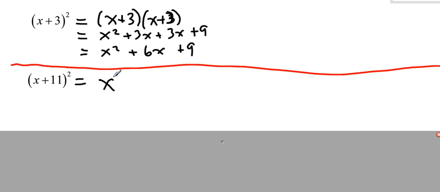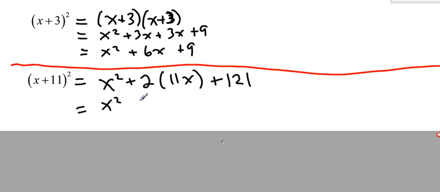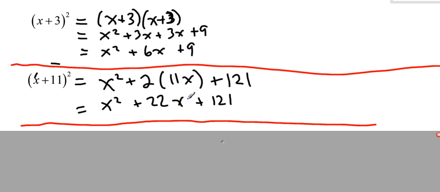So square the first, double the product, so double 11 times x, and square the last. Doubling the product, 2 times 11x would give me 22x. So it's a nice shortcut you can use for squaring a binomial. Again, I squared the first, I doubled the product of the two terms, and I squared the last. So again, squaring a binomial gave me a trinomial that looks like this.